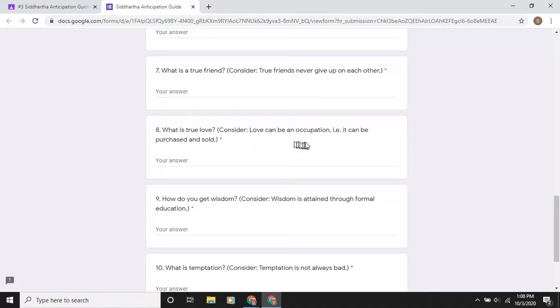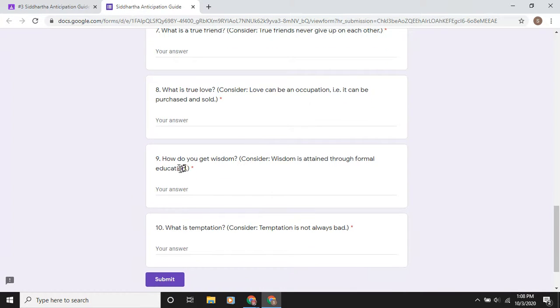Consider love can be an occupation, that is, it can be purchased and sold. Number 9, how do you get wisdom? Consider wisdom is attained through formal education. Number 10, what is temptation? Consider temptation is not always bad.